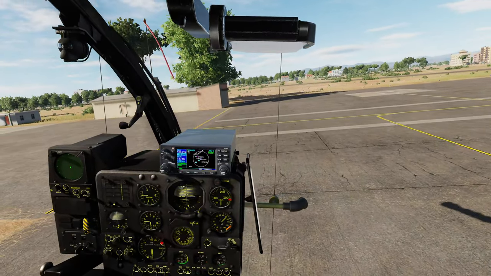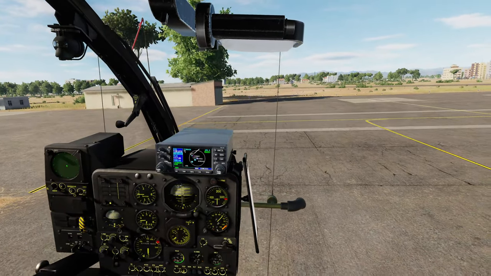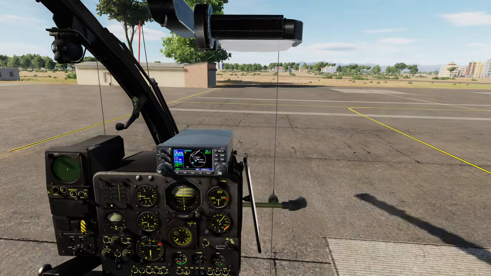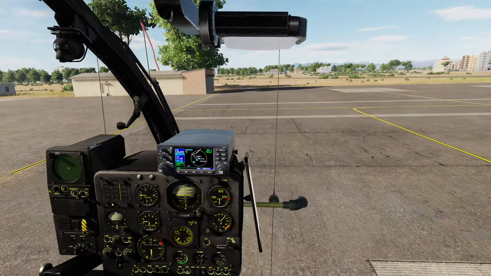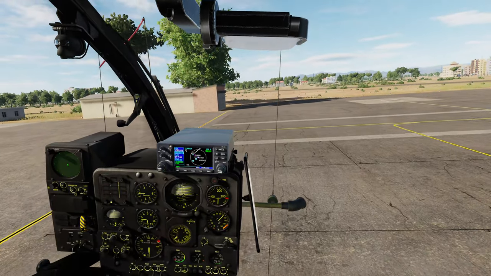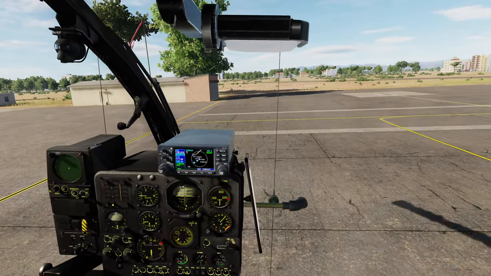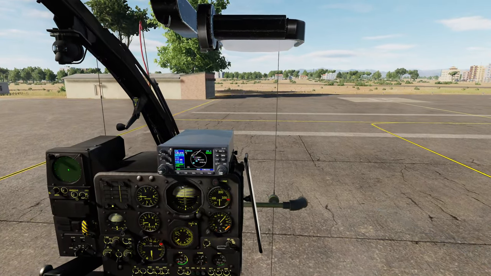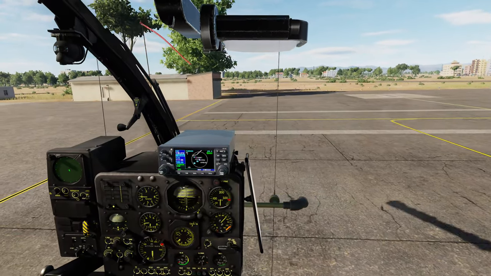It can be very hard to do this in 2D. And we want to try and maintain roughly over the same point on the ground. I'm not a super good helicopter pilot, so I'm not going to be right over the H that we started on, but I'm happy enough with this as a hover check. And like I said, we're at about 70% torque.